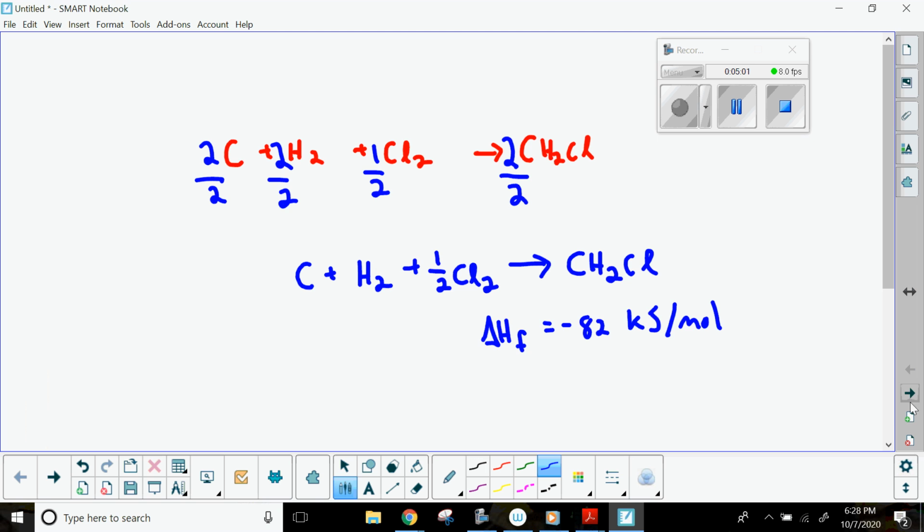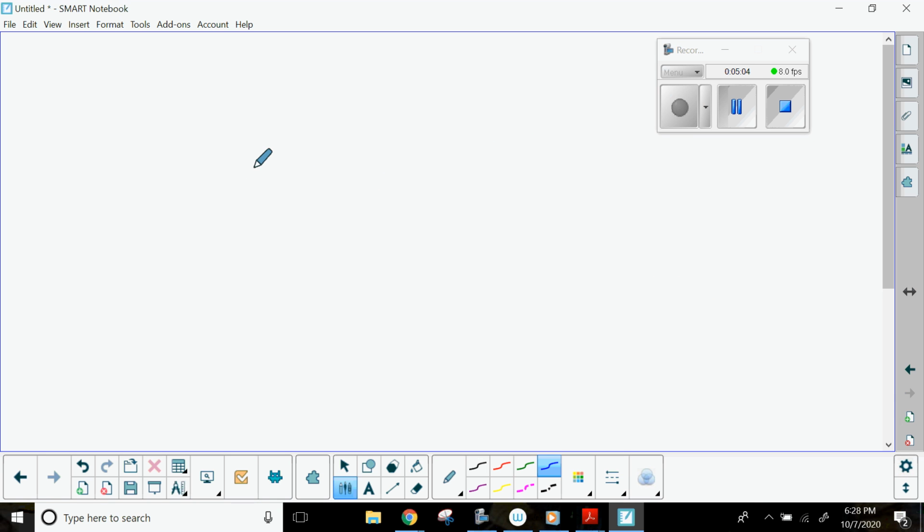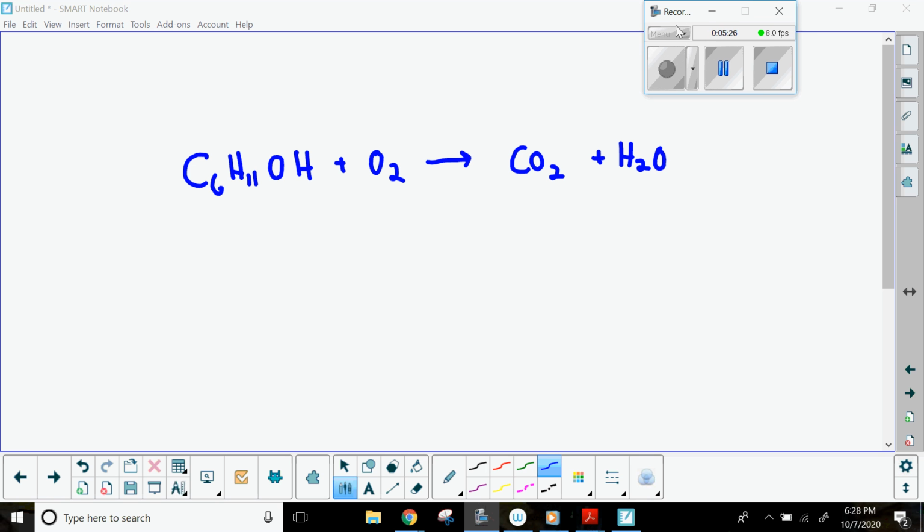Same process, you're just writing the combustion reaction now. So I've got my equation before I balance it: C6H11OH added to oxygen will combust into carbon dioxide and water. So now what I'm going to do is balance, and I know that combustion reactions are the hardest to balance because you have so many oxygens. So I start by looking at carbon. I have 6 carbons on the left, so I need 6 carbons on the right. I have 12 hydrogens on the left, so I need 12 hydrogens on the right.